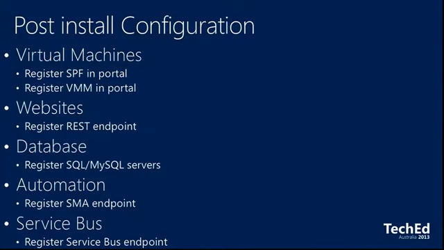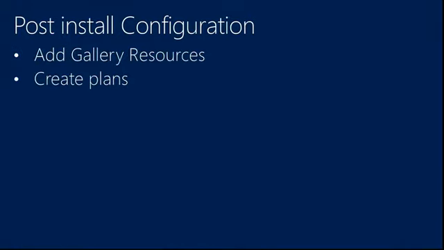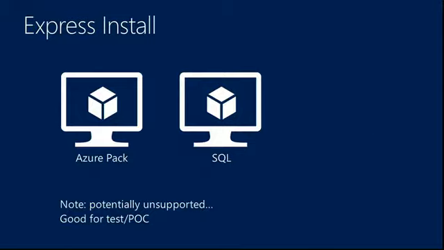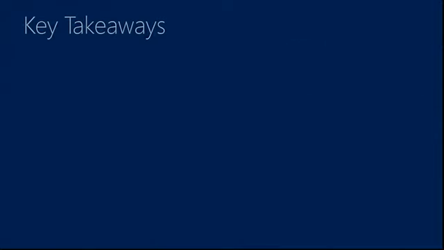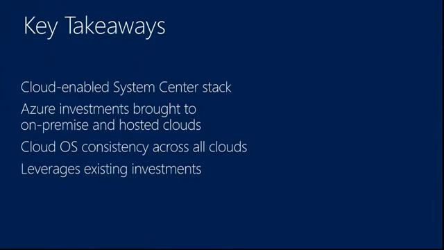So basically, for other stuff, I just showed you some of the stuff. Virtual machines is the only other one. Register SPF, register VMM, and SQL real easy. MySQL real easy. Automation and service bus, you basically just register those guys. And post install. Oh gosh, I've got a few to go, but I'm going to have to flick to the end. Post install, you add some gallery resources and create some plans. So that's kind of how that stuff goes. I won't talk about deploy install patterns because it is actually time to finish.